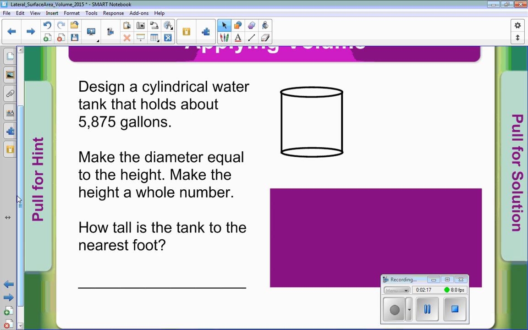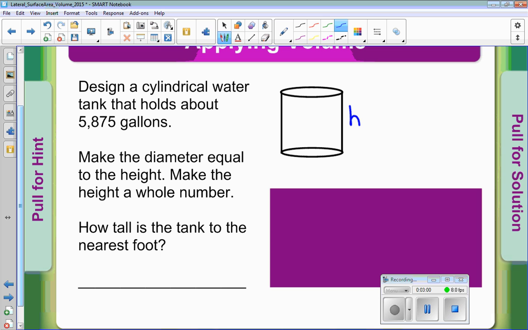So if the diameter of the tank is the same as the height of the tank, how can I figure out how tall the tank is? How tall is the tank? So we're looking for this number here, the height. The height's a whole number. The height is how tall the tank is. Well, we'll try it. Let me show you.